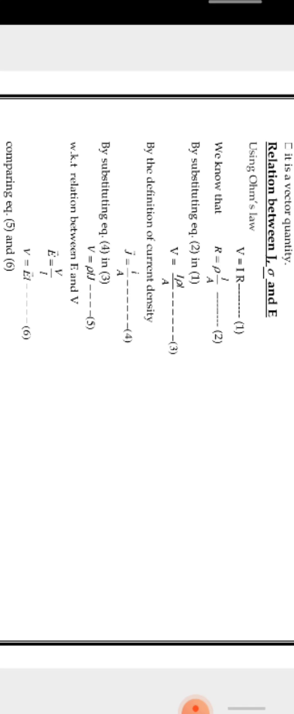Right. After this, I am giving a very important relation, that is the relation between the current density J, sigma and E. This relation is also known as what type of relation? Means resistivity, and this sigma is nothing but conductivity.